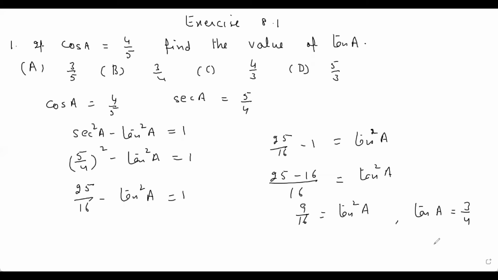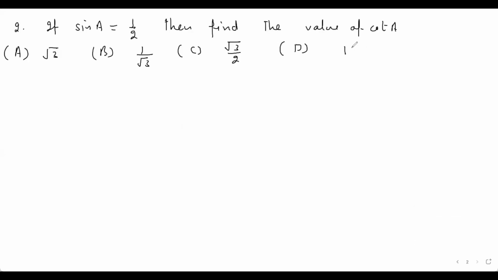So B is the option. So B is the right answer. Now the second sum is, if sin A is equal to 1 by 2, then find the value of cot A. There are four options. You have to find the right one. Sin A is equal to 1 by 2.